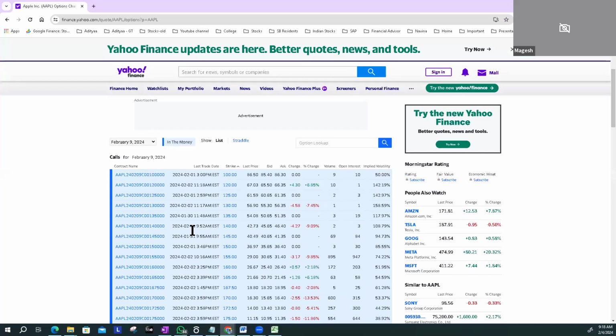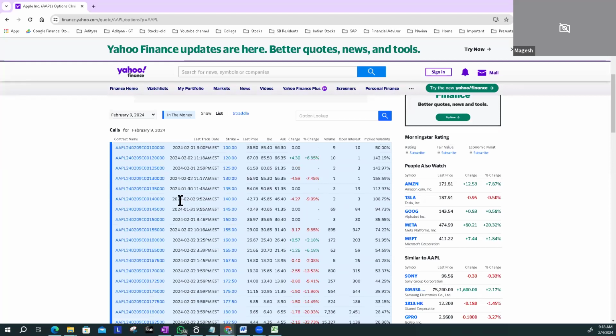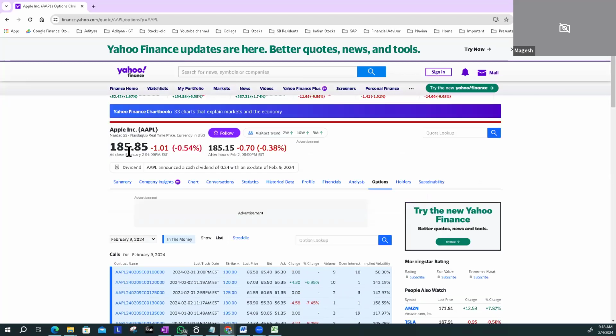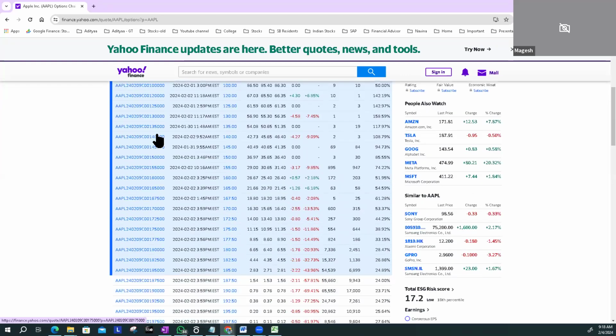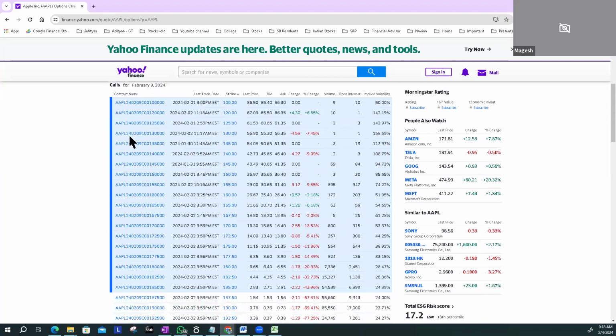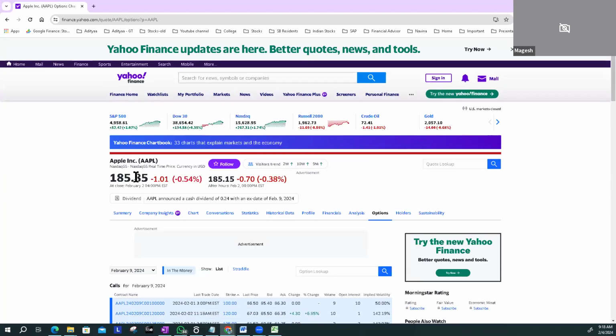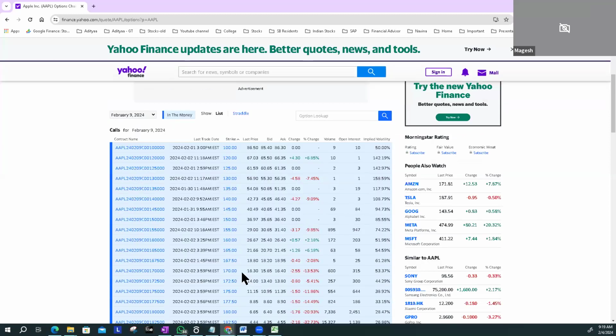So let's take this simple case, just to understand what the types of options are. So you see this color blue. These are basically called in the money. Why? Because the stock price is around 185, and if you see, these are all below 185. Anything below 185 is already in the money. So it's called intrinsic value. So what is the intrinsic value? If you buy a 185 call, intrinsic value is 85 cents because it is already above the 185 strike price. So its intrinsic value is 85 and the rest is time value.